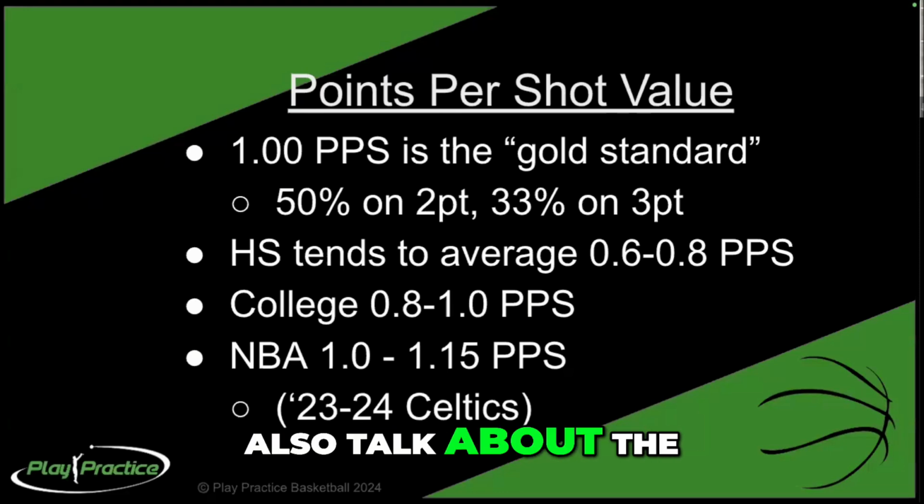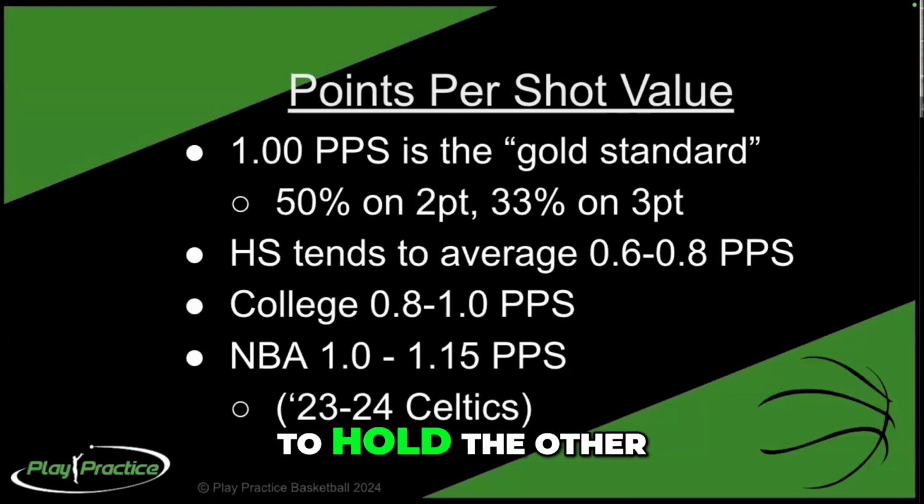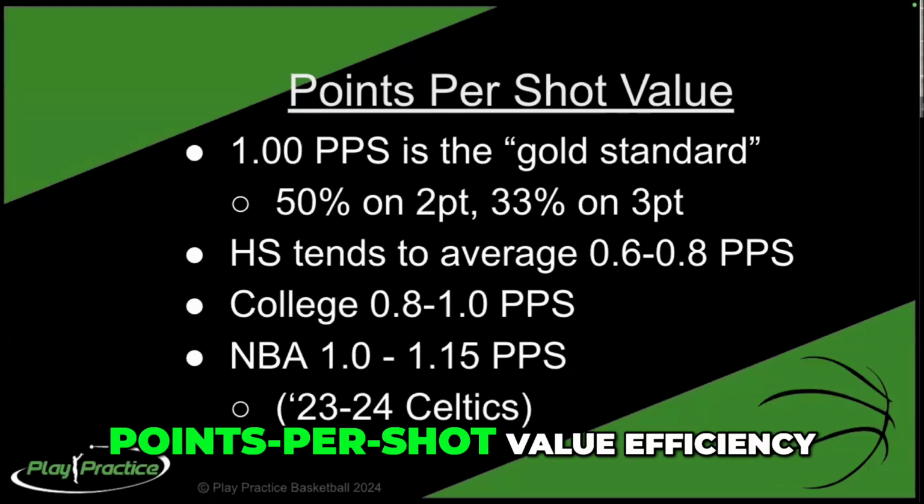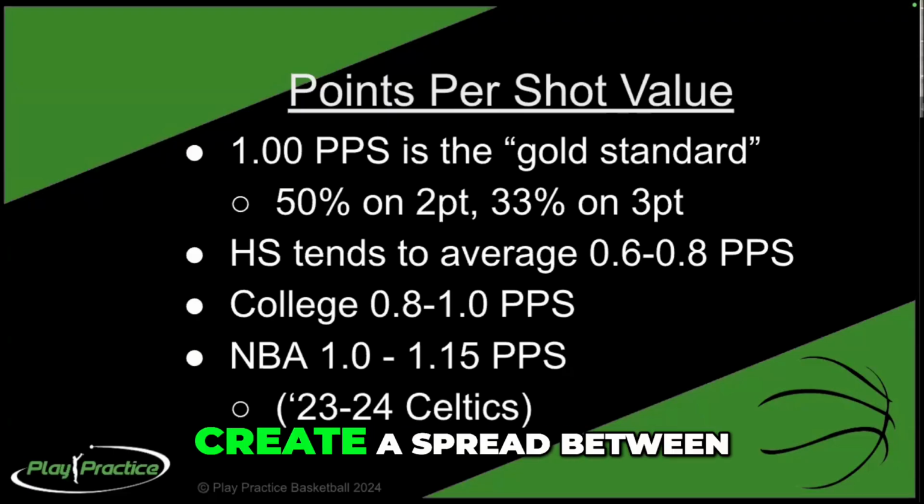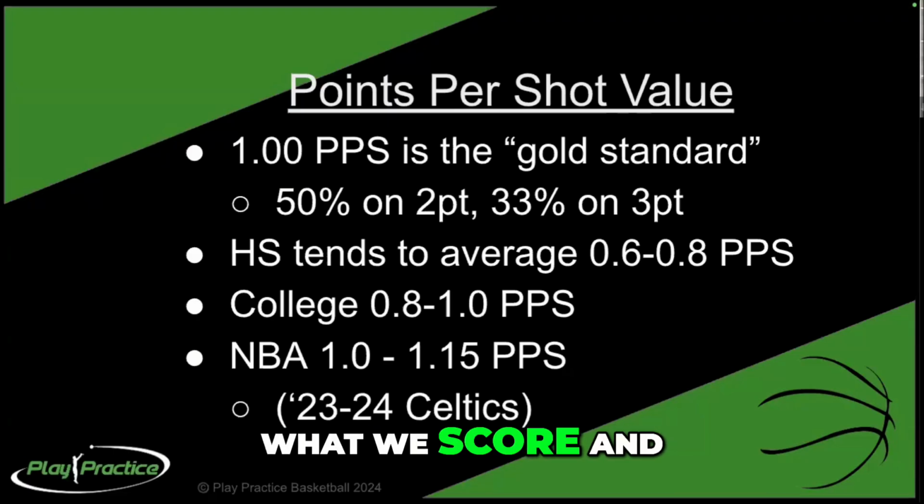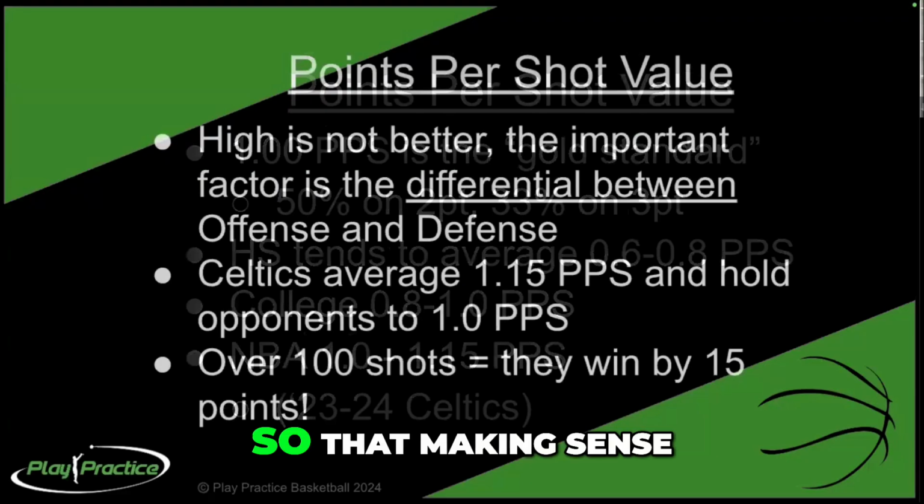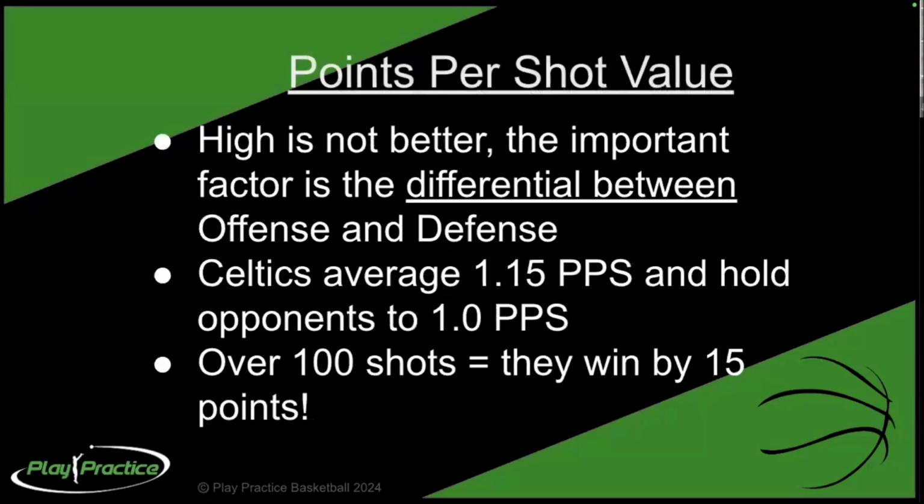And then we can also talk about the defensive side. What can we do to hold the other team to a lower points per shot value efficiency? And again, create a spread between what we score and what we're defending to hold them to a lower efficiency and a lower score. So that making sense to you guys so far?